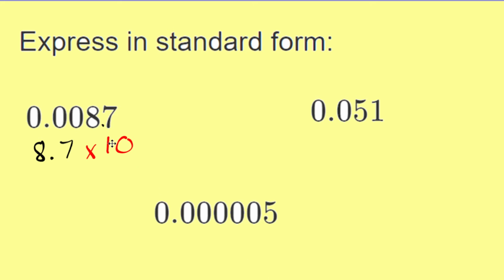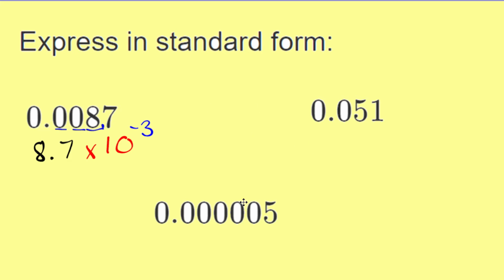And then now what we need to do is count from the imaginary point we've put in there back to this point and see how many numbers we've got in the way. 1, 2, 3. So from point to point, we've got 3. But because we've moved to the left, it's going to be negative 3.